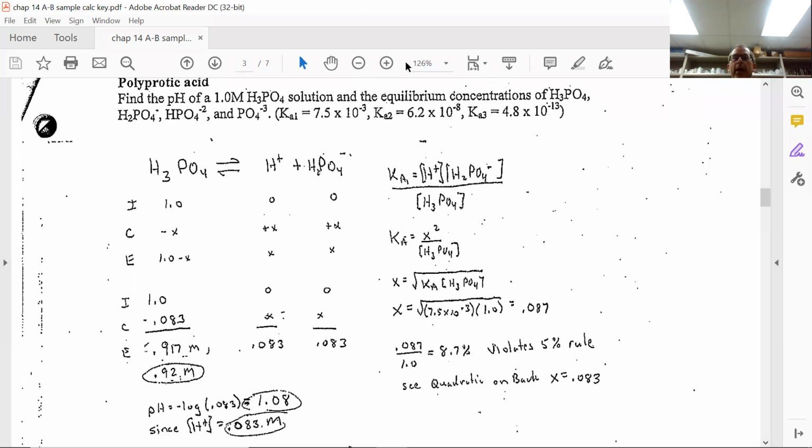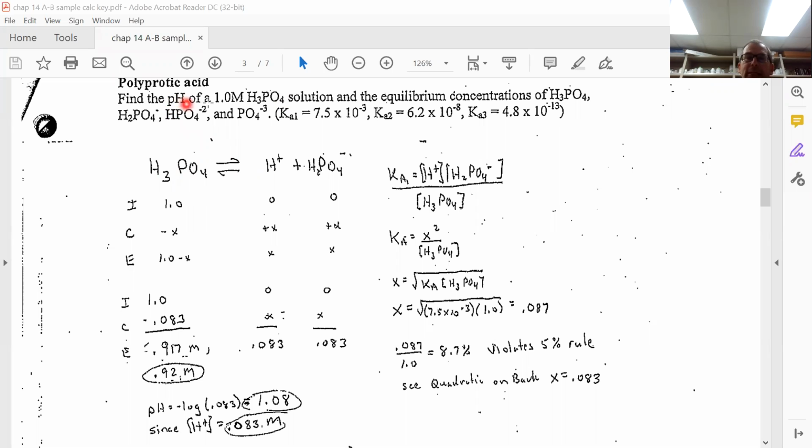We are going to look at a polyprotic acid, and this is page 11 and 12 of your chapter 14 homework packet. A polyprotic acid is an acid that has more than one proton, or more than one H plus, to donate. So H3PO4 can actually get rid of all three H pluses. It does progressively get more difficult to get rid of each H plus, but we'll take a look at this.